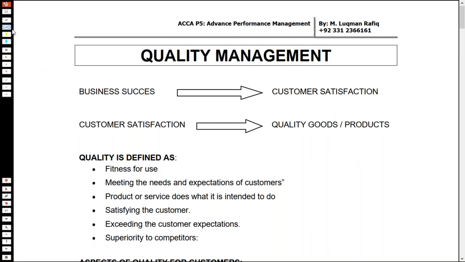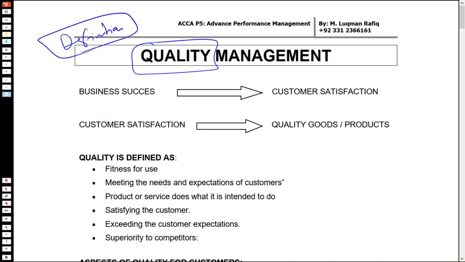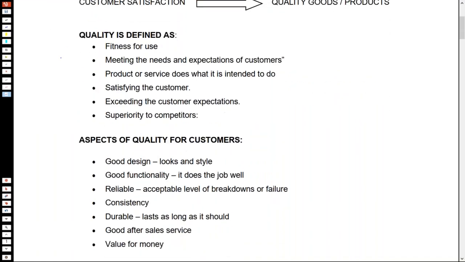Okay, when we talk about the concept of quality, let's try to understand that there is no single definition of quality. I repeat, there is no single definition of quality. What exactly do you mean by quality? There are different ways of understanding it. For some people, if something is fit for use, that is considered a quality good, a quality product or a quality service. The second is that if you are meeting the needs and expectations of customers, you are providing a quality service.